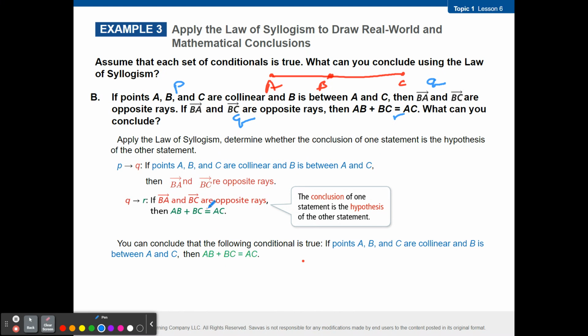Now the question is, what postulate is this? Who could tell me? Because it's not listed up here. What's this postulate? AB plus BC equals AC? Segment addition postulate. You think that's going to be important tomorrow? Oh, yeah. Yes, indeed, it will be.